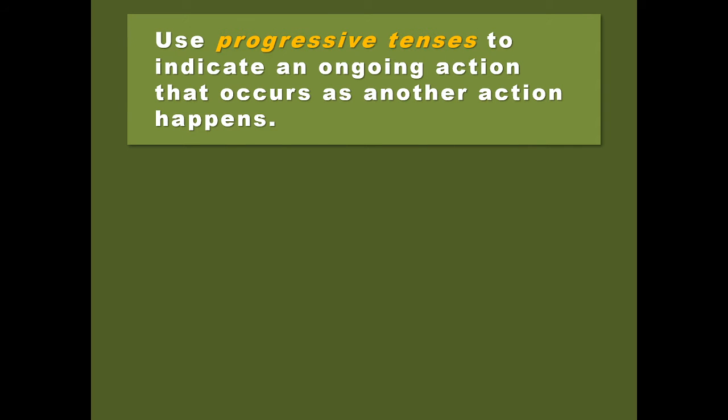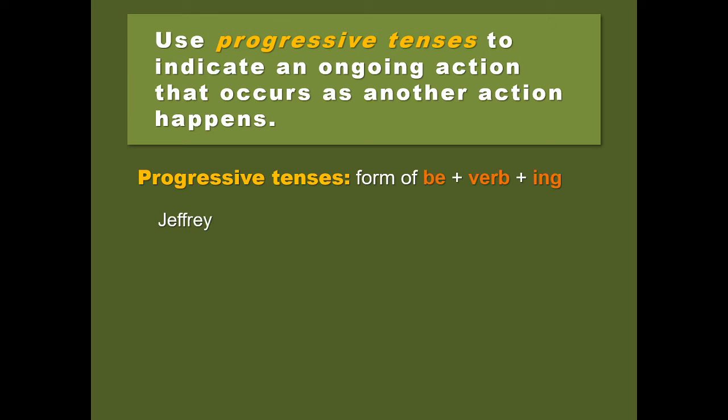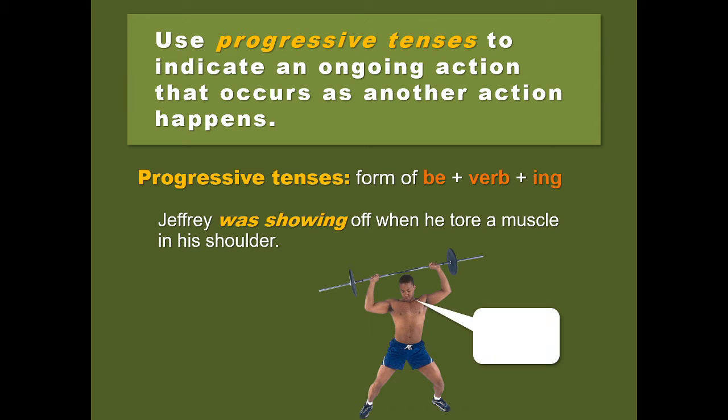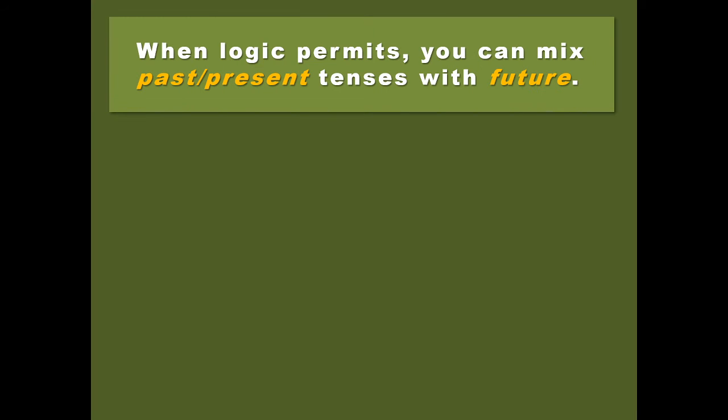Use the progressive tenses to indicate an ongoing action that occurs as another action happens. Progressive tenses: form of be, verb plus ing. Jeffrey was showing off when he tore a muscle in his shoulder. Ouch, that had to hurt.